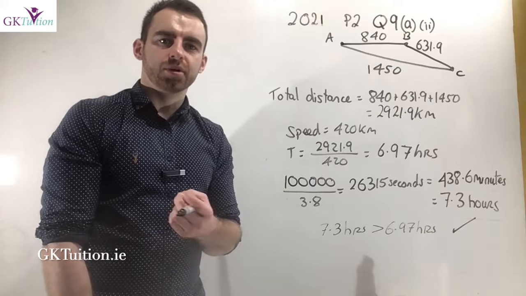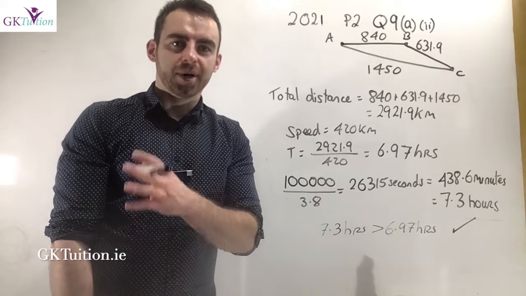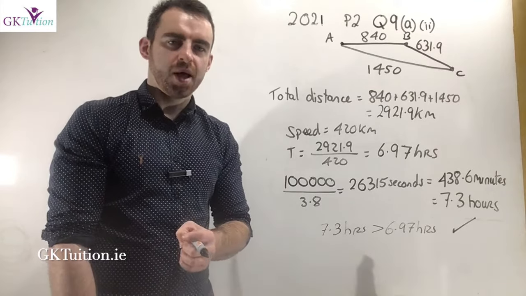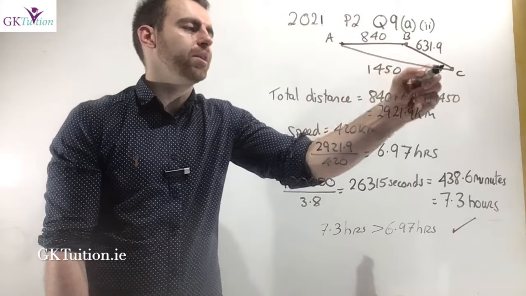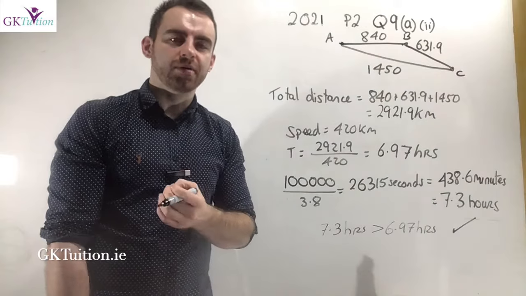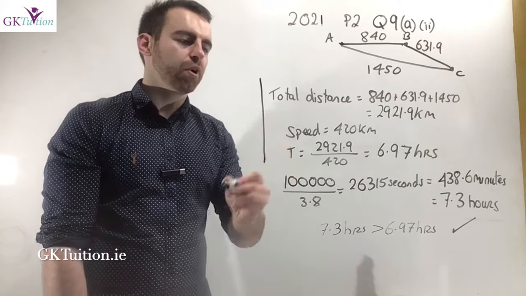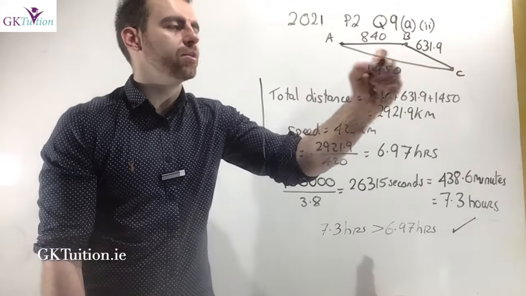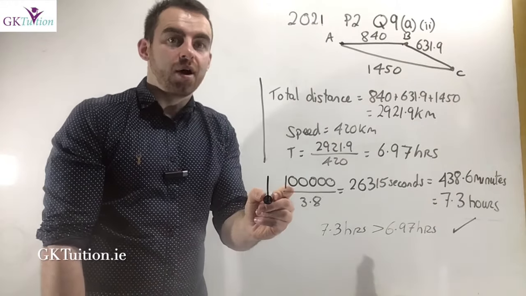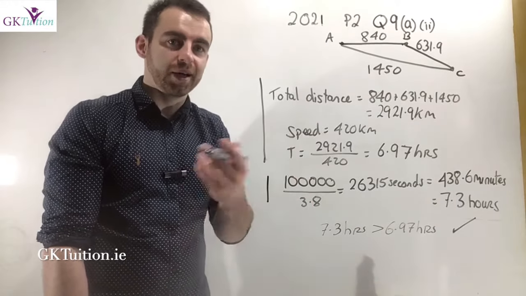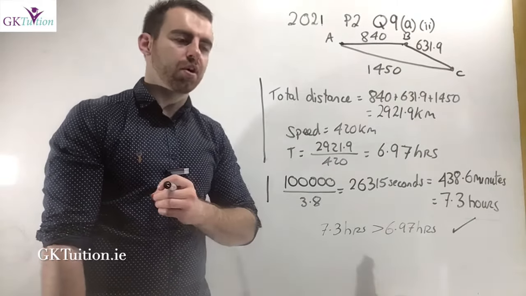In part 2, we're told that the plane uses 3.8 litres of fuel per second, and the capacity of the plane is 100,000 litres. And we're asked to work out, is there enough fuel for the plane to travel from A to B to C and back to A at an average speed of 420 kilometers per hour? So what I've done in the first bit here is work out how long it's going to take the plane to travel from A to B to C and back to A. And then in this bit I worked out how long the fuel will last. Essentially we work out that one of them is longer than the other. So let's just talk about it here.